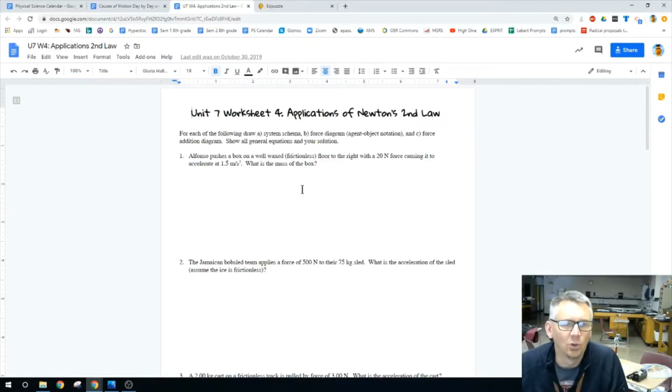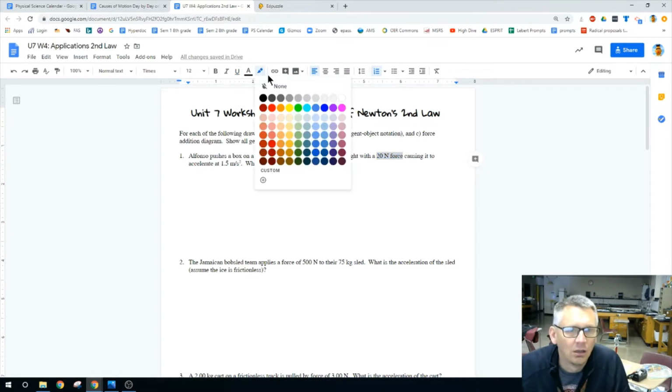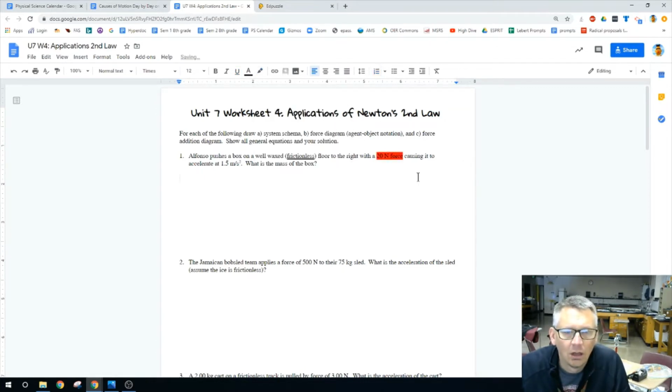Okay, let's do number one together. Alfonso pushes a box on a well-waxed, frictionless floor, that's going to be kind of a key there that we're not going to be adding friction, to the right with a 20 Newton force. There's our force, causing it to accelerate at, there's our acceleration.